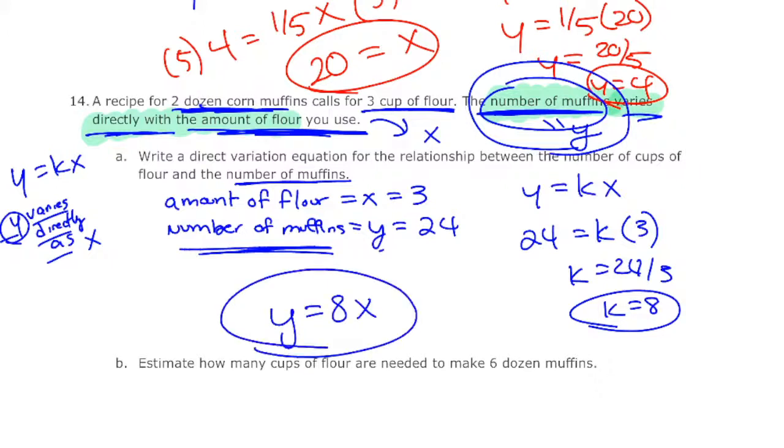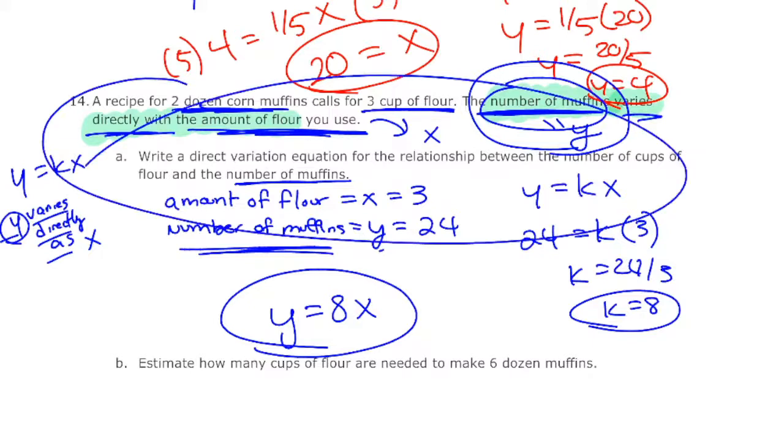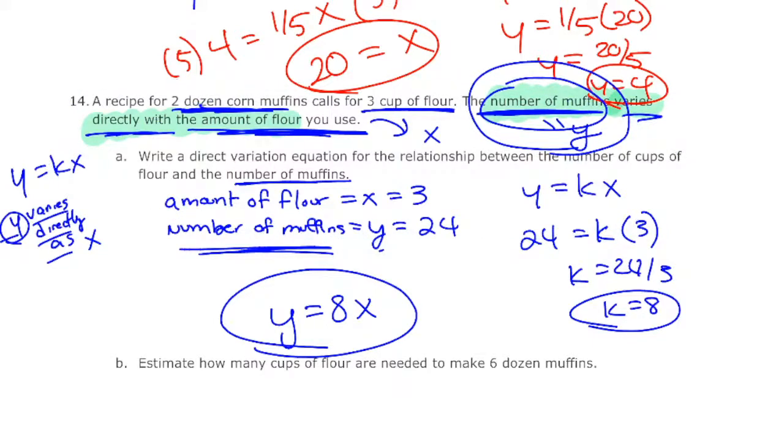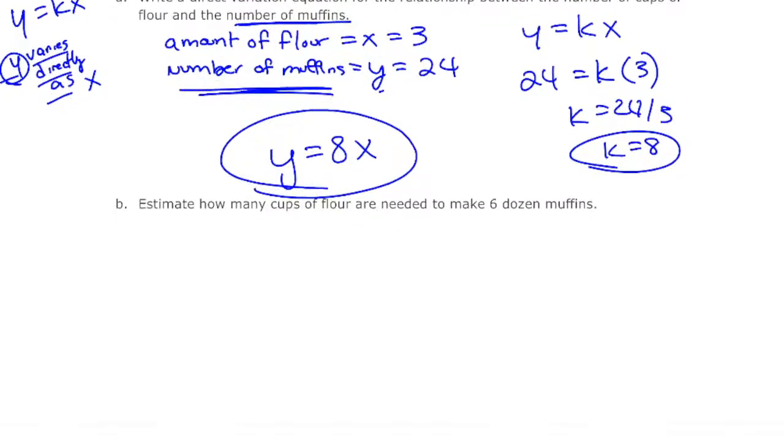But Mike, why aren't you making y and x numbers again? Because remember, we're building an equation. And when we build equations, we use specific examples because the example will tell us the constant rate. And we can use that constant rate to figure out any example, not just this one. Y equals 8x is our equation for this. So now, let's go and estimate how many cups of flour are needed to make 6 dozen muffins.